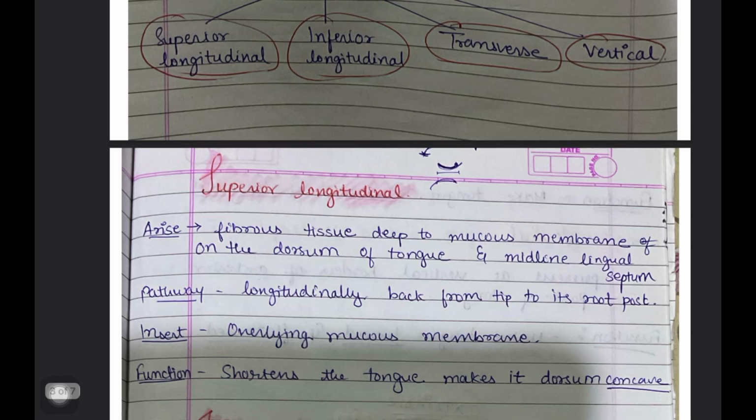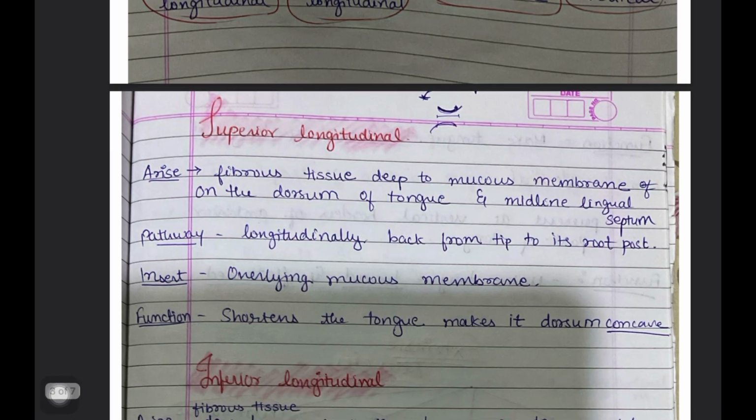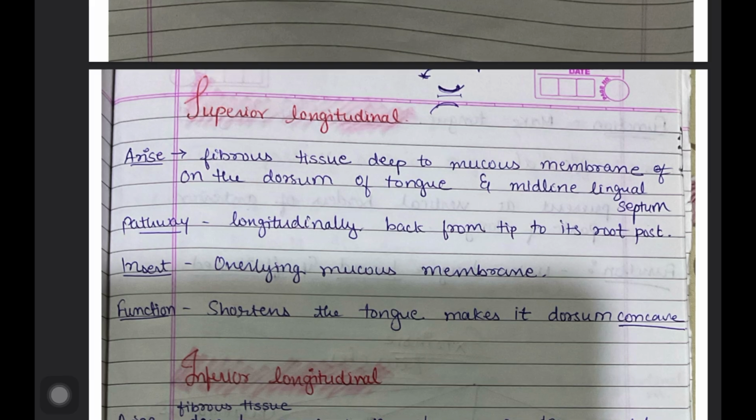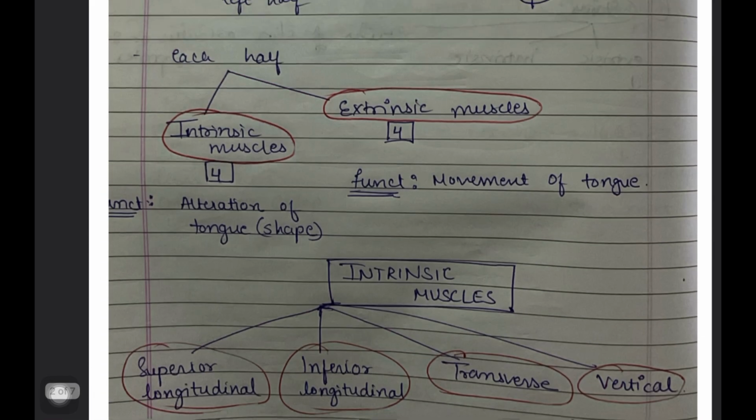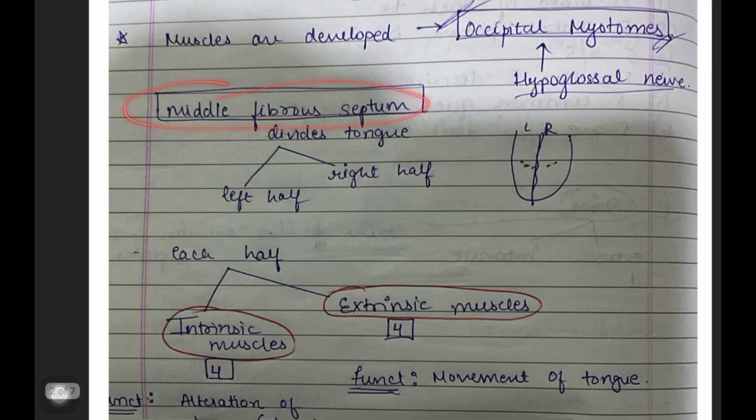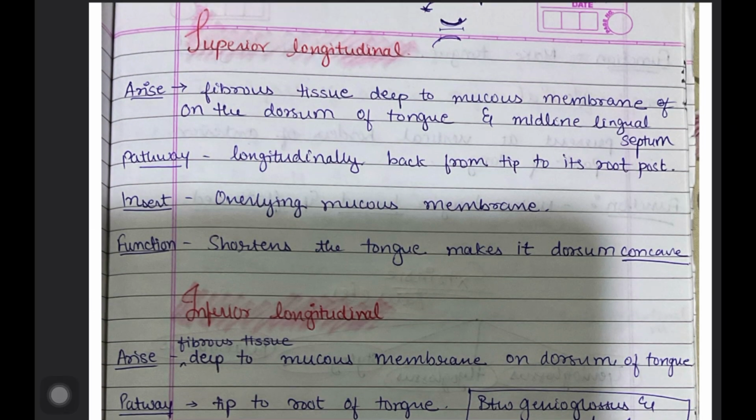So first we'll start with the superior longitudinal muscle. It arises from the fibrous tissue deep to the mucous membrane on the dorsum of the tongue and the midline lingual septum. The midline lingual septum is the same which we have studied here, that is the middle fibrous septum. Okay, don't get confused. The pathway is longitudinally back from tip to root, that is from the anterior to the posterior. Then it inserts into the overlying mucous membrane.